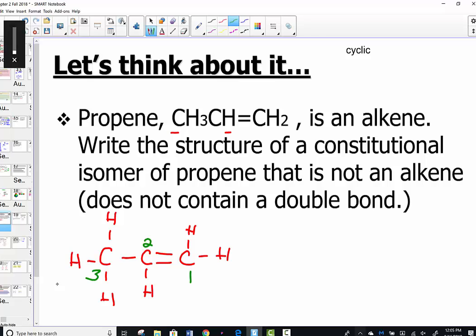What is a constitutional isomer of propene that is not an alkene? That means it can't have a double bond. Propose a structure that is, here I'm going to say it, saturated, that it has just single bonds. Propose an arrangement of 3 carbons that has all single bonds and still has the same formula. By the same formula, we have 3 carbons, and we have 1, 2, 3, 4, 5, 6 hydrogens.